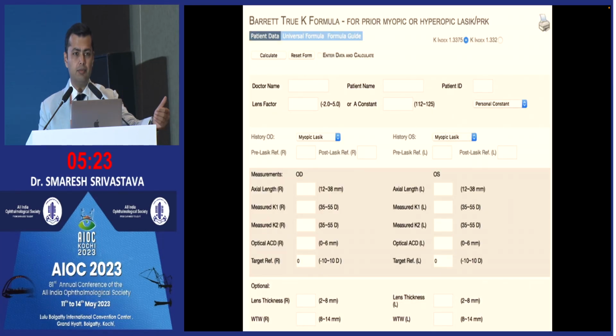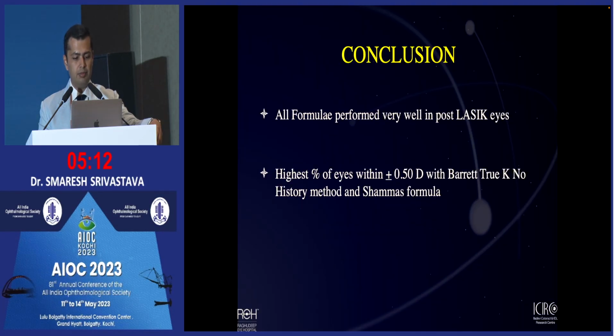The True K is a post-refractive surgery formula from Barrett, Dr. Barrett again. So the Barrett Universal 2 is for virgin eyes, the Barrett True K is for post-refractive surgery eyes, myopia, hyperopia, or RK done eyes. The PRK done eyes, it would do well.